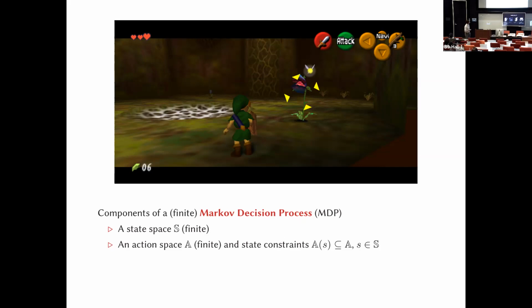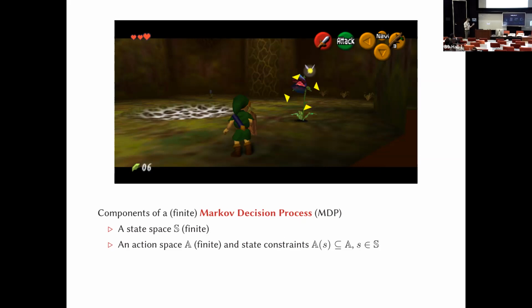So in this situation here, I don't think there's any constraint at the moment, but in the back, you see vines which you can climb up. And while you are up, you cannot use the shield that you have, or he's carrying a sword over here. You cannot use that while you're climbing. So depending on the state, you may have different actions available to you. So for each state, we have a different set of actions, state constraints.